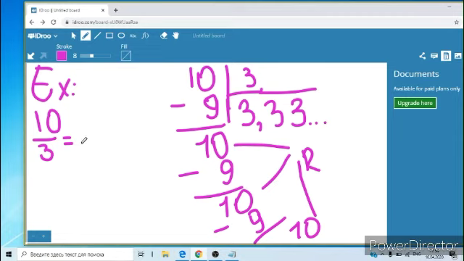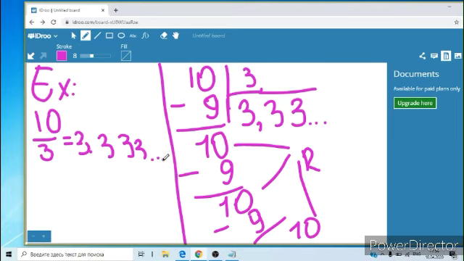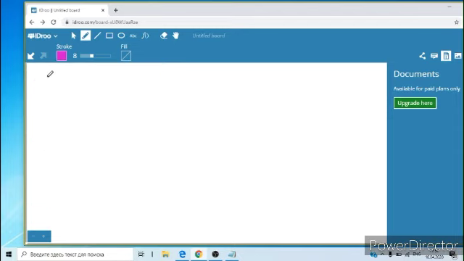So we can write that if we divide 10 by 3, the answer will be 3.333, which is endless. How can we show this decimal? It will be equal to 3.3 repeating.